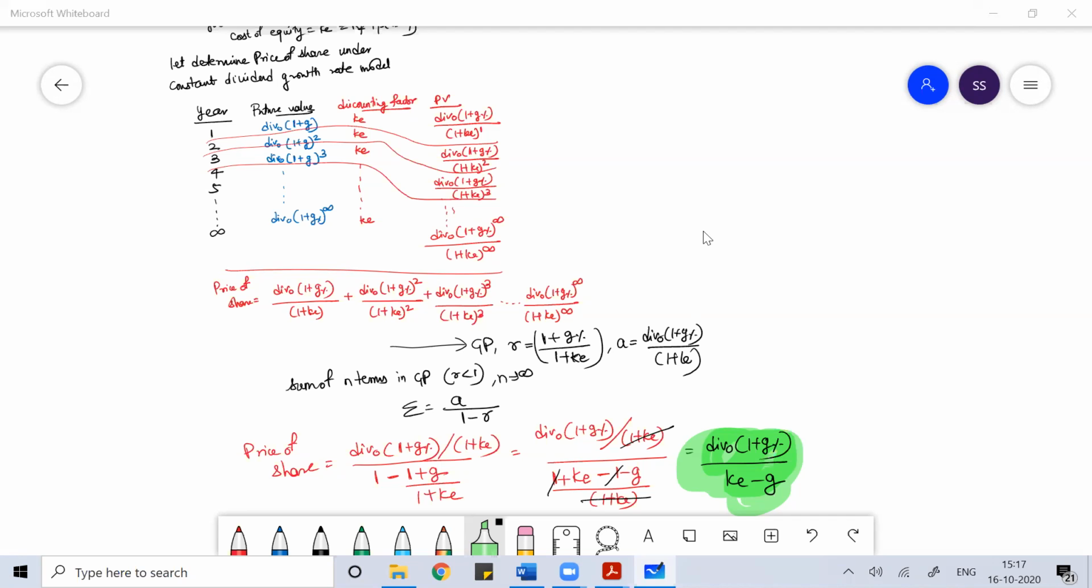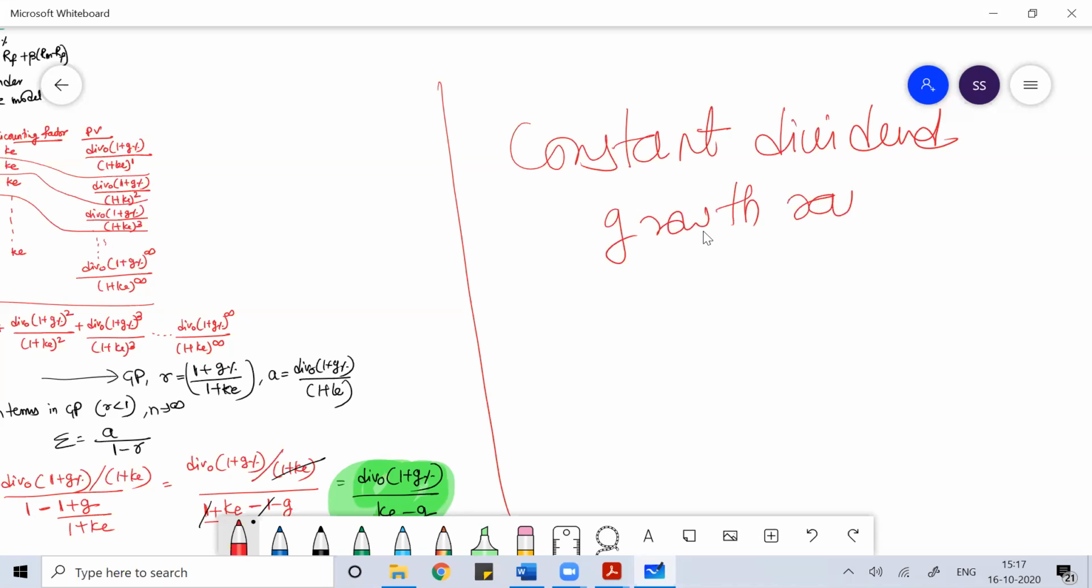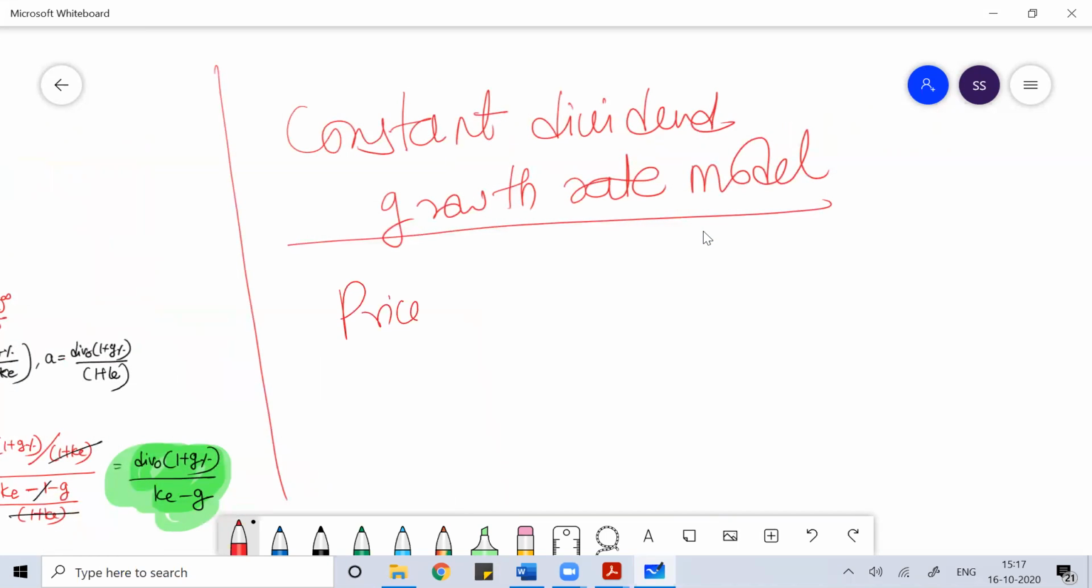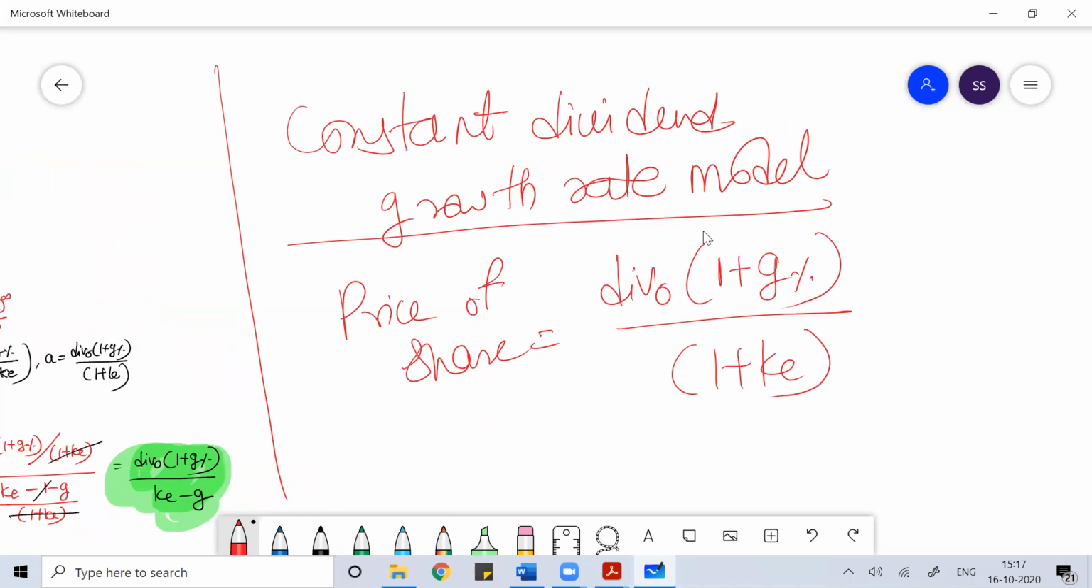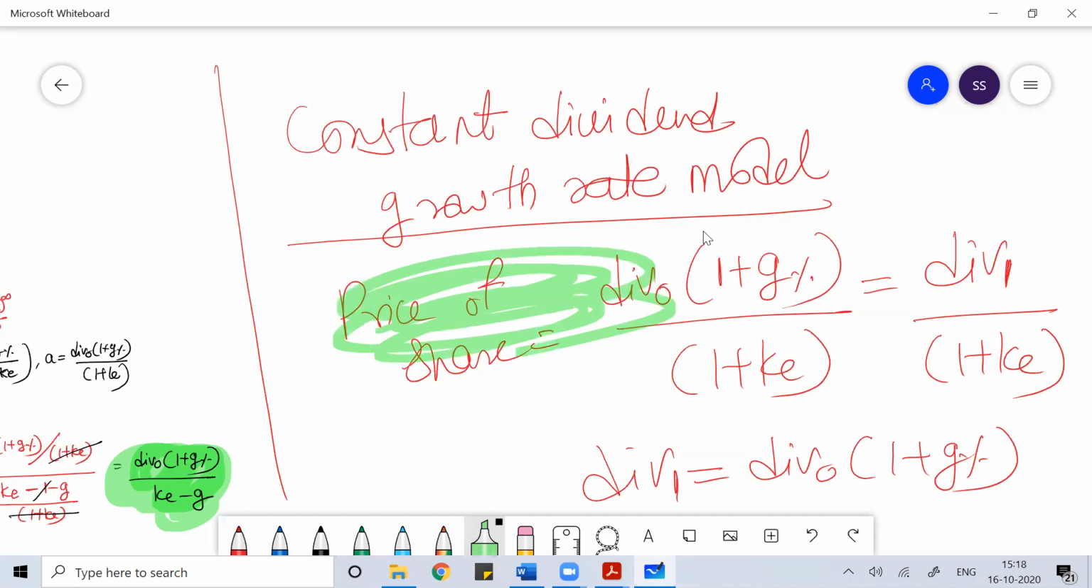So this is the formula under the constant dividend growth rate model. Under this model, your price of share is equal to Div naught into (1 plus g percent) divided by (1 plus k). This is the price of share. You can also write this as Div 1 divided by (1 plus k). I hope you understand. Div 1 is equal to Div naught into (1 plus g percent). So please remember this formula, very important.